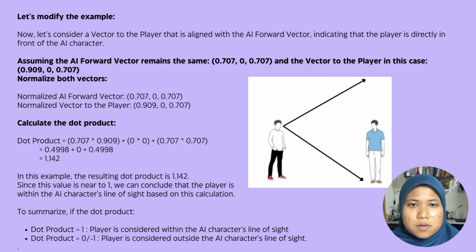Let's modify the example. Now, let's consider the vector to the player that is aligned with the AI forward vector, indicating that the player is directly in front of the AI character, with the vectors as shown. The resulting dot product after the calculation is 1.142. Since the value is near 1, this concludes that the player is within the field of view of the AI character. This is the summary of the two examples shown here.